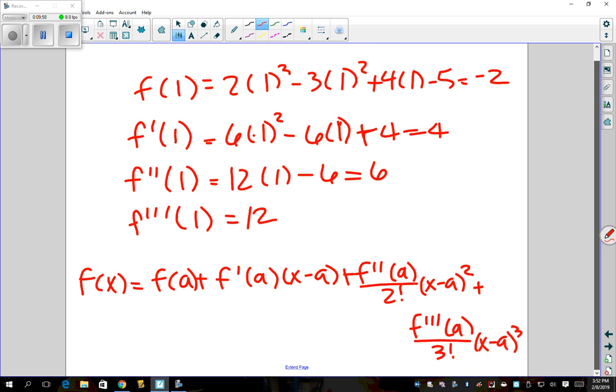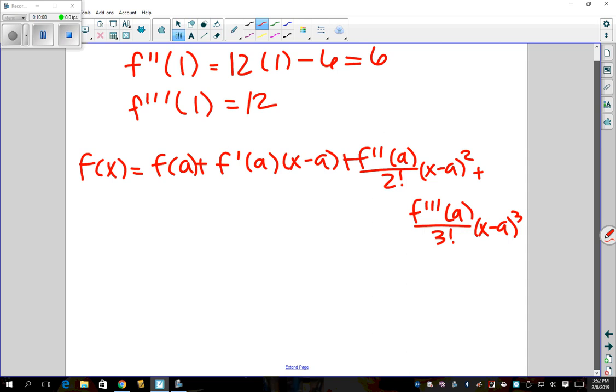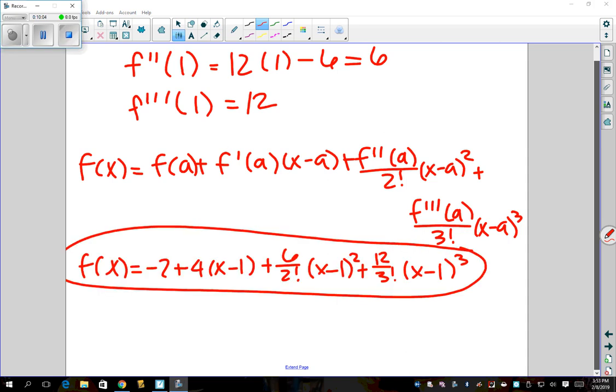And so all I'm going to do is plug in my derivatives and my a's. I just went ahead and paused it and wrote down all of my derivatives and my a's within my formula. So we should get negative 2 plus 4 times x minus 1 plus 6 over 2 factorial times x minus 1 squared plus 12 over 3 factorial times x minus 1 cubed. So that is our third order Taylor polynomial.